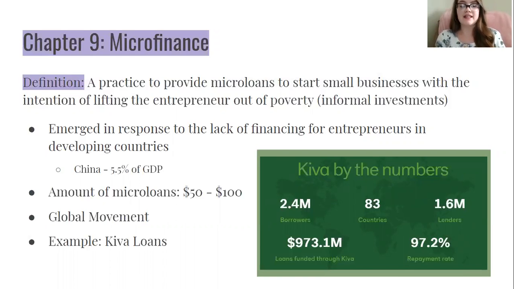And this lack of financing is a lot more prevalent in developing countries, though China actually has the highest informal investment of any country in the world, and it takes up almost 5.5% of their GDP. And now the actual amount of these microloans is pretty small, ranging usually between $50 to $100, which means especially now with the internet, just about anybody can get into these type of loans.